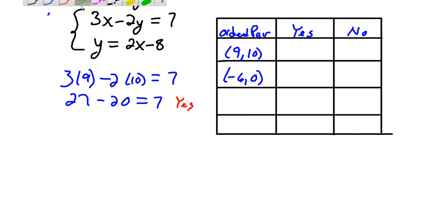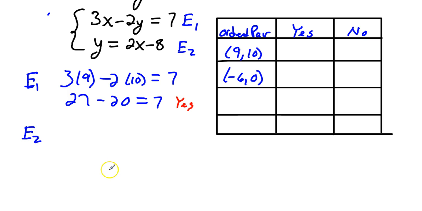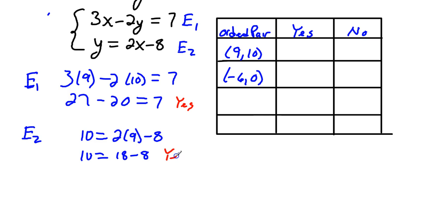Okay, so then we'll do the same thing, but now we're going to check it in the second equation. So if you want to just kind of mark them here, we can call that E1 and E2. So plugged it into equation 1, and it checked out. Now we've got to check it in equation 2. The y is 10 equals 2 times 9 minus 8. 10 equals 18 minus 8. That also looks like that would be good. So I'll ask you yes or no. There we go. That one's a yes.